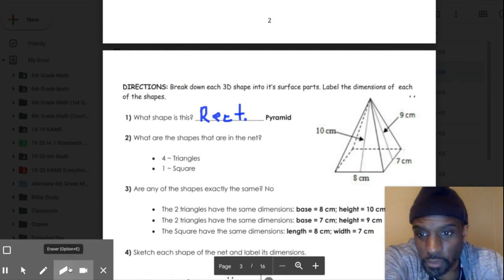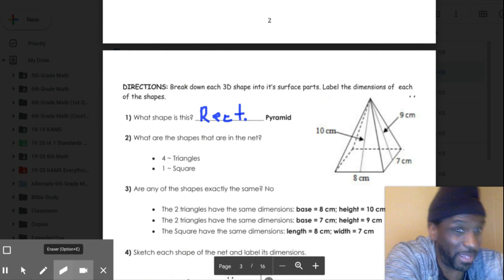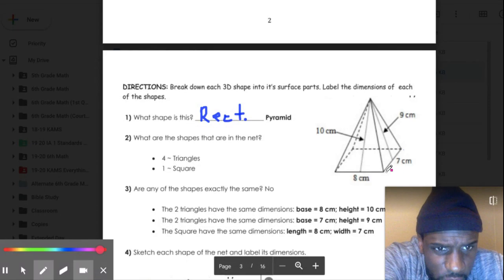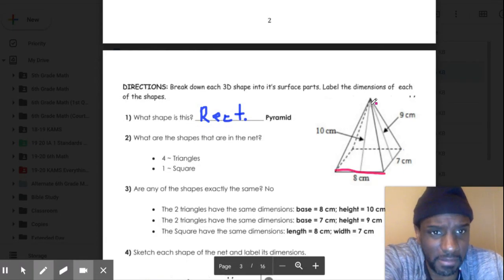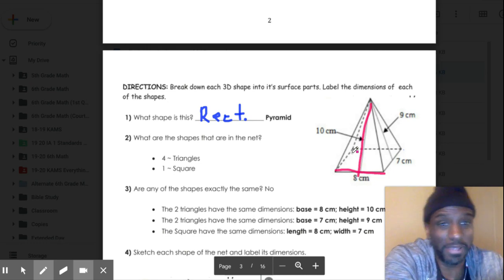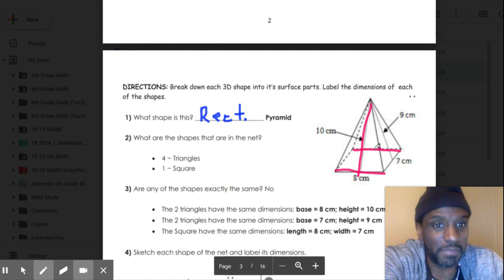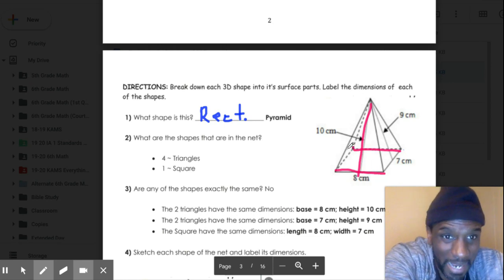I know I have 4 triangles, but let's look and see if all of my triangles, what dimensions do they have, or do they all have the same dimension? Okay, here we go. Looking at this front face triangle, it has a base of 8, but it has a height of what? 10. So this triangle is 8 by 10. If this is 8, then the back over here is also 8, and the height of the back triangle also has to be 10. So you have 2 triangles that are 8 by 10.